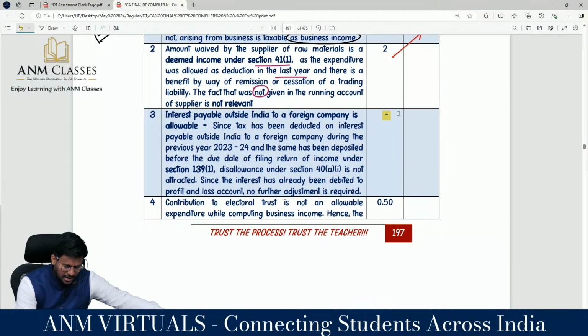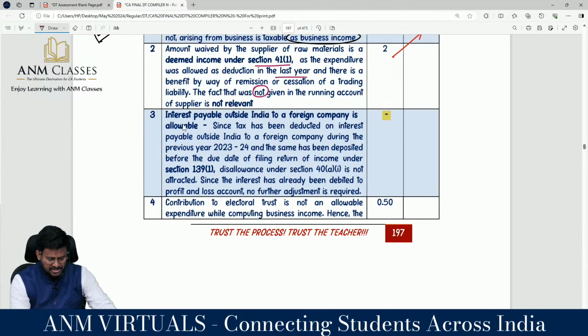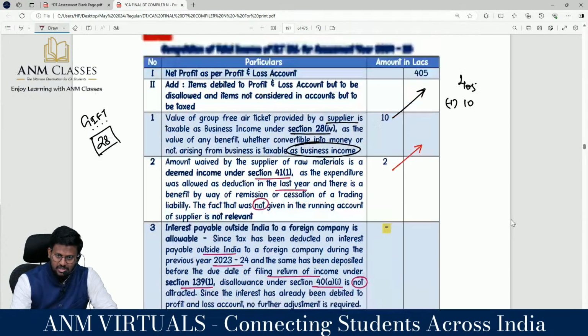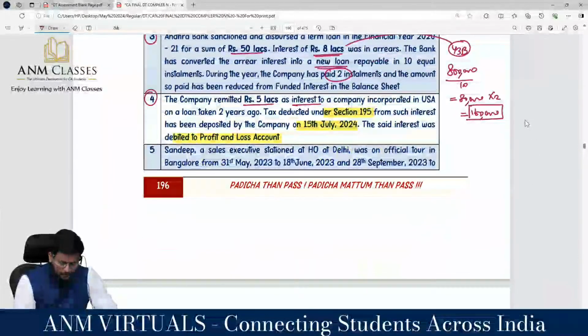Sir, nothing should be added back. Interest payable outside India to a foreign company is allowable, since tax has been deducted on interest payable outside India to a foreign company during the previous year 23-24 and the same has been deposited before the due date of filing return of income under 139 subsection 1. Disallowance under 40A subsection 1 is not attracted since the interest has already been debited to P&L account and no further adjustment is required. Are you able to get the flow?